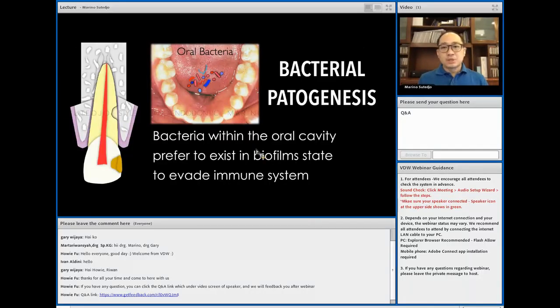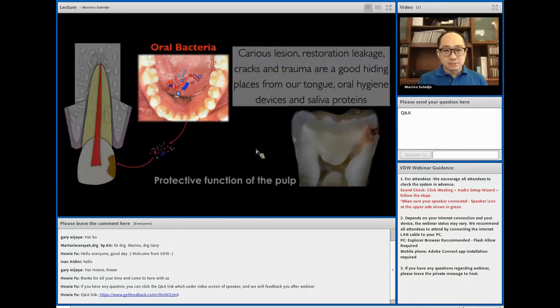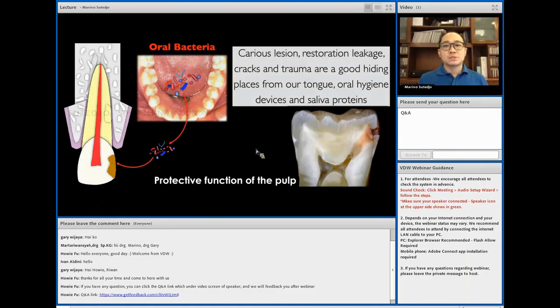It's simple, because we need to remove bacteria, because bacteria are the only problem of our endodontic failure, of our endodontic problems. And we need to understand that the bacteria that live in our oral cavity usually prefer to exist in biofilm states. And in these states, they can easily evade our immune systems. They can evade our immune systems because we have some carious lesions, some leakage from our restorations, or sometimes cracks or trauma.